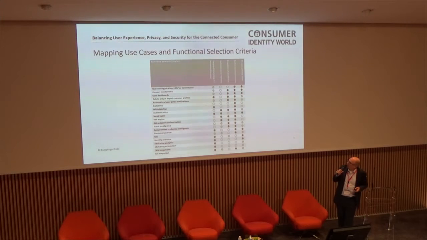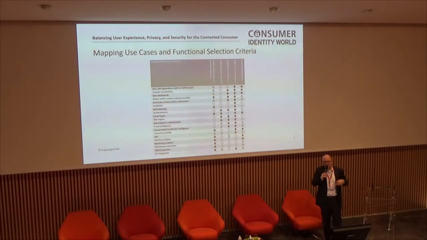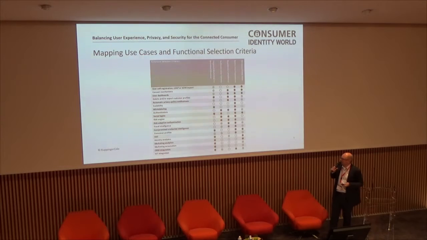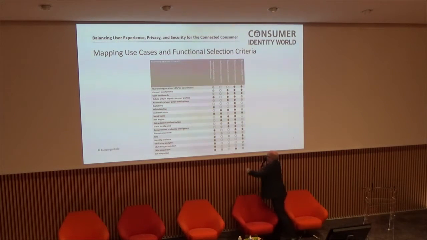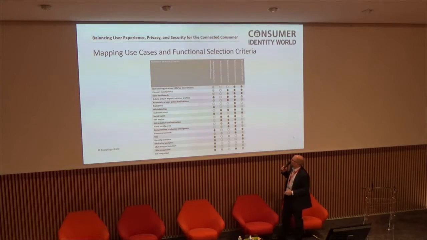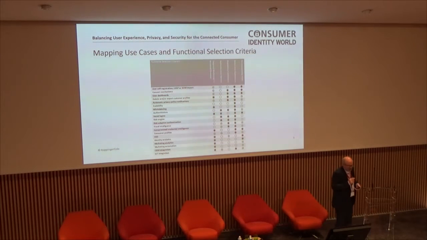So what we did here is we matched these functional selection criteria or functional requirement areas to these top 5 use cases I've mentioned before. And if it's a full colored circle, then it means it's a high priority. If it's the light one, then it's a low priority. And so it makes it very clear.